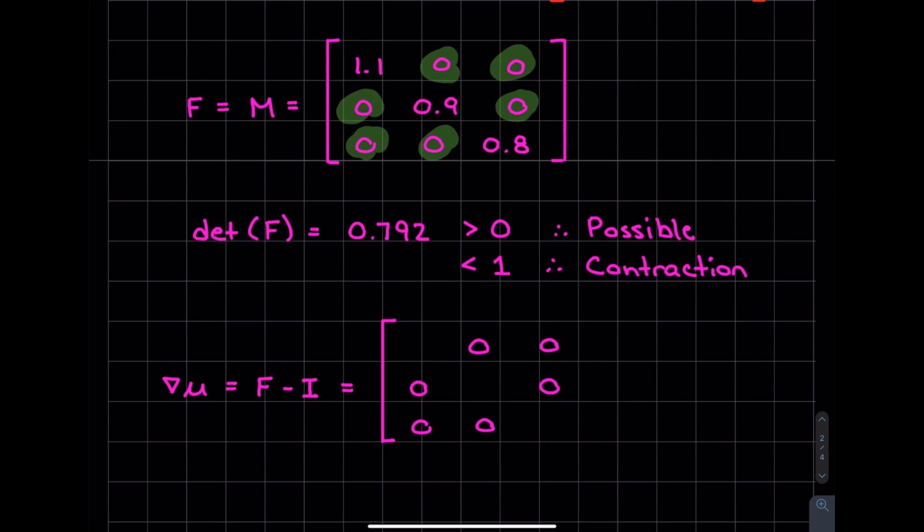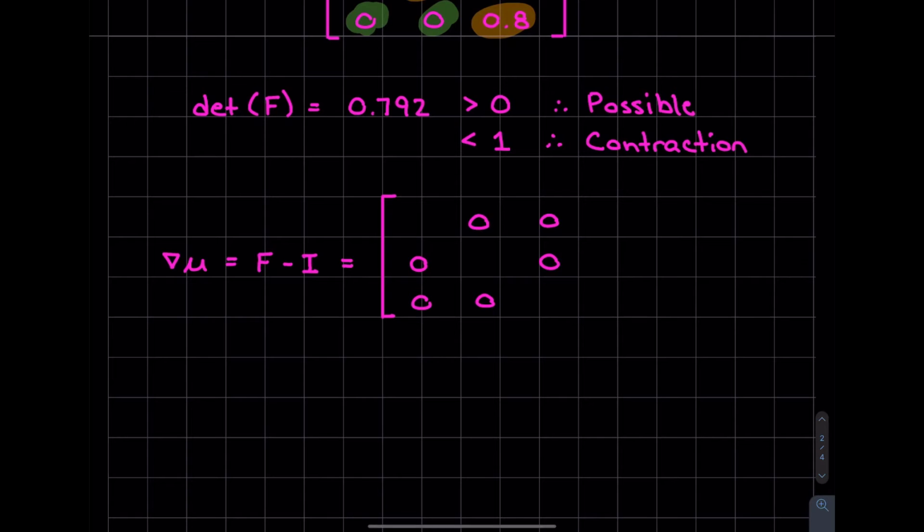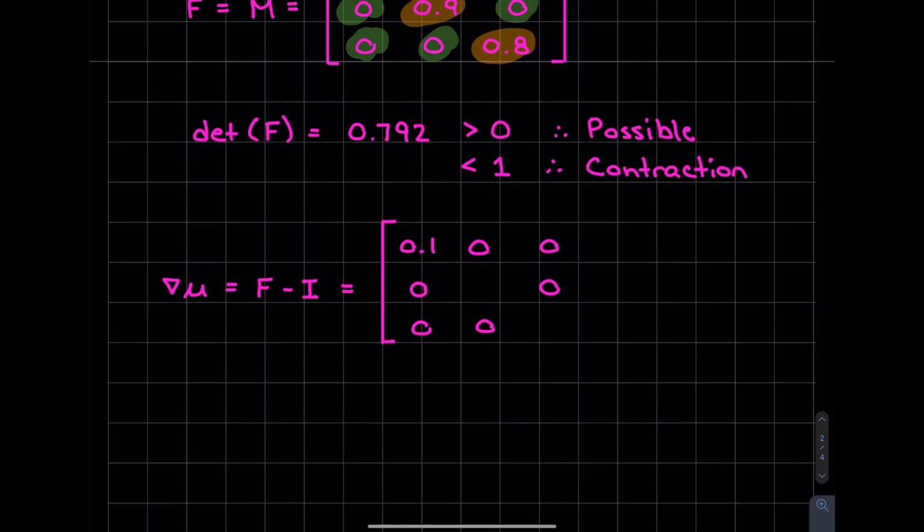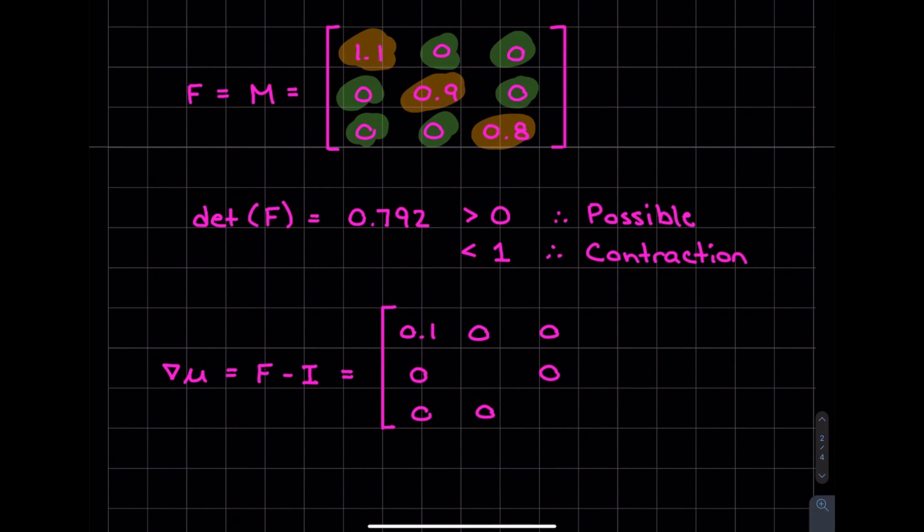I come up here and say, okay, and all I'm going to do to my diagonals, which I'll highlight right here, is subtract 1 from each one of those. So we got 1.1 minus 1, we're left with 0.1. We got 0.9 minus 1, we're left with negative 0.1. And finally, we have 0.8 minus 1, we're left with negative 0.2. So as you guys can see, it's actually pretty easy.